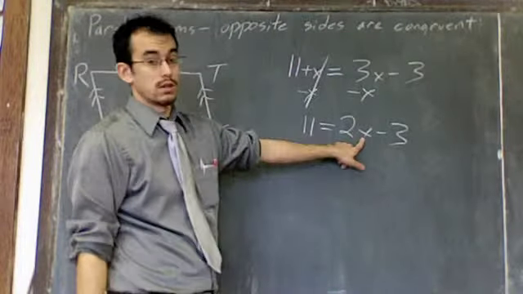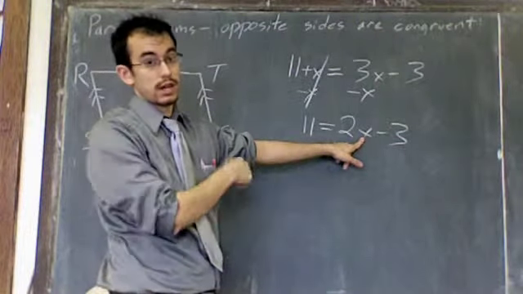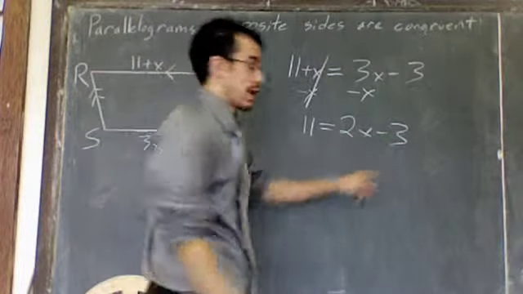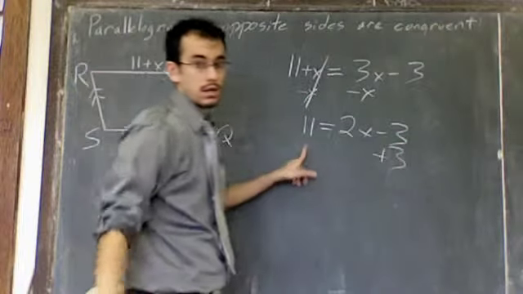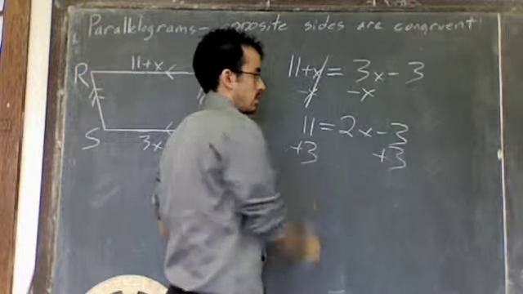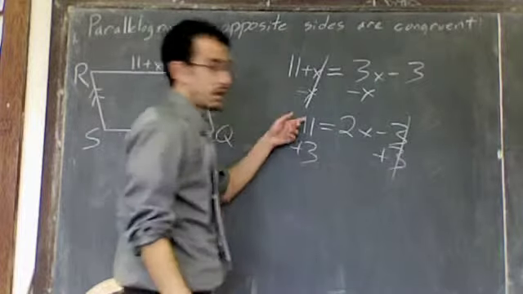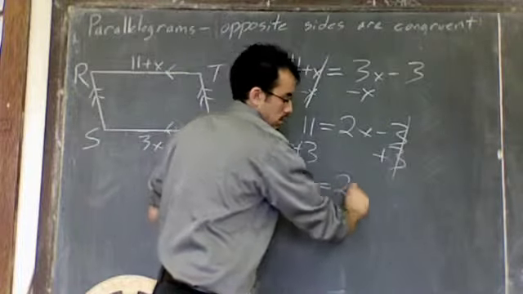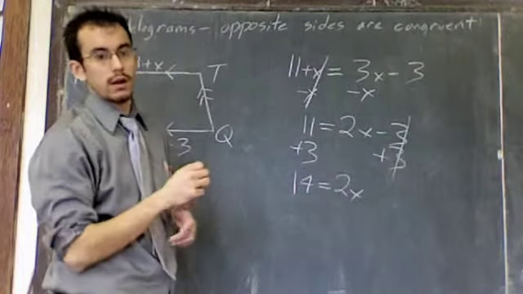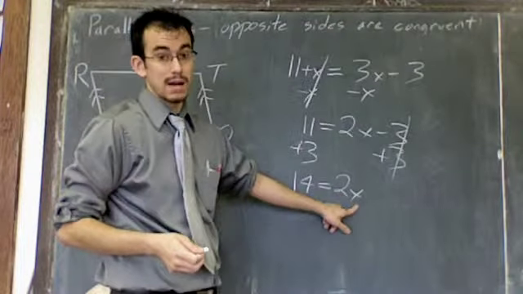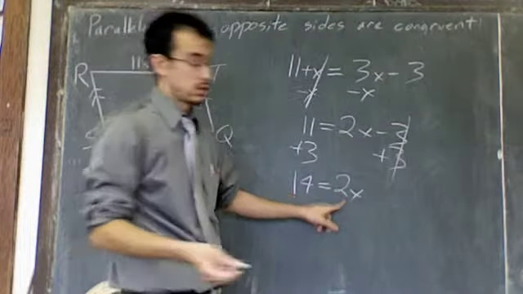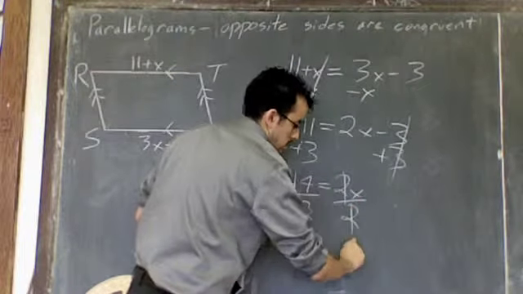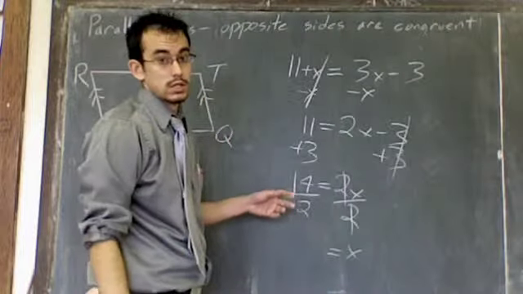Now I need to get x alone. It's on the right-hand side, so everything else has to come over to the left side. To get rid of the subtraction of 3, you do the opposite, you add 3 to the right and to the left. These 3's will cancel. 11 plus 3 is 14. Bring down the equals, bring down the 2x. Your last step, since this is 2 times x, to get rid of that, you use the opposite, division. You divide by 2, you divide by 2, these 2's cancel. You get x is 14 divided by 2, which is 7.